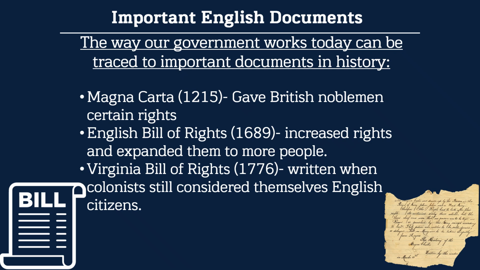Now, this comes from several documents that have developed through the English government. So, the Magna Carta, which was handed to King John in 1215 at Runnymede, where the British nobles gave him a list of rights that he was going to sign. Among these was limited taxation. In 1689, we see the English Bill of Rights expanding those rights to more people. And the Virginia Bill of Rights, written by the colonists who still considered themselves English citizens at the start of our American Revolution.